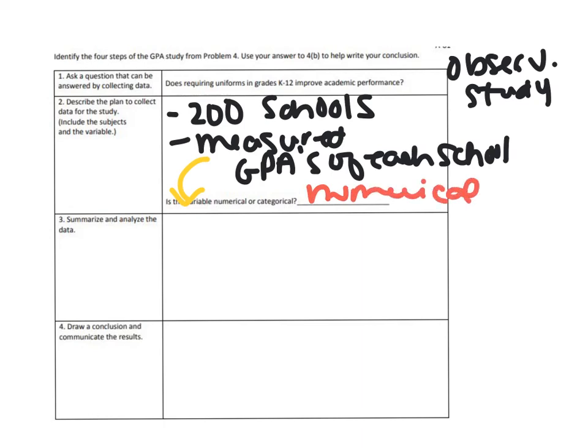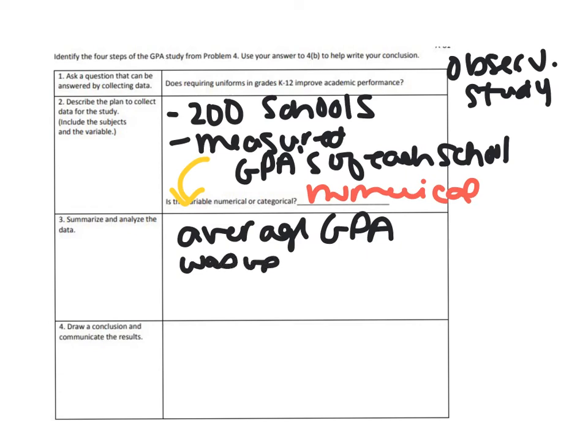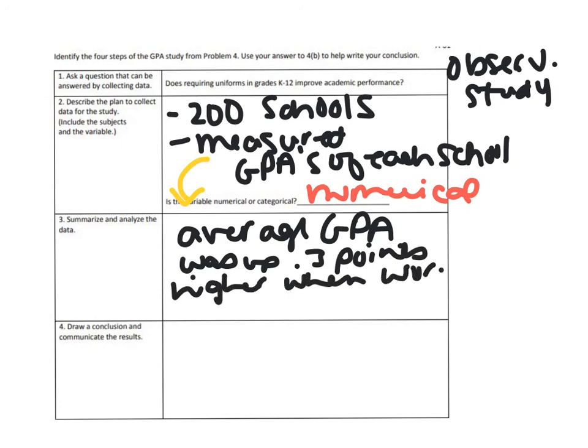And then summarize and analyze the data. So the average GPA was up, I think it was 0.3 points higher when you wore a uniform.